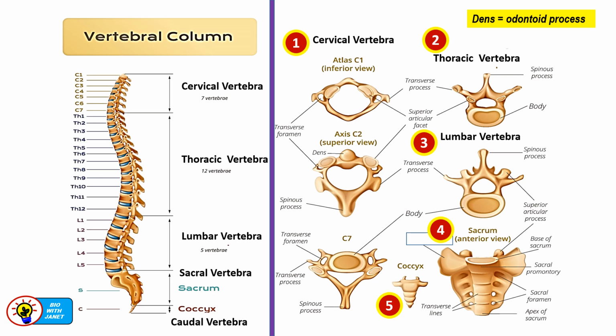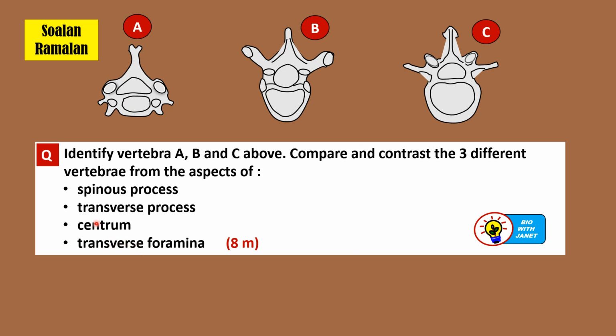So have a look at this and try to understand it if you like to go through the summary. Now let's try a structured essay question to end this video. So here we see three different types of vertebrae. Question: identify vertebrae A, B, and C above.